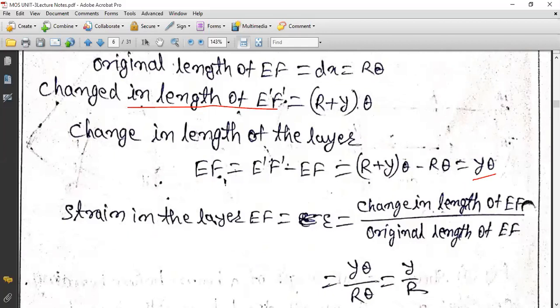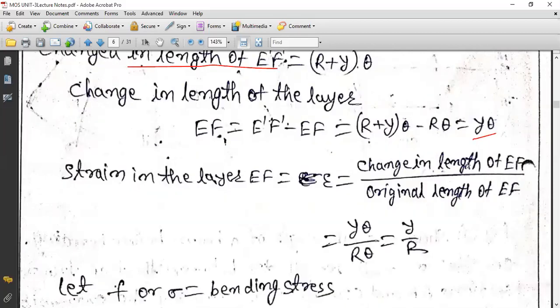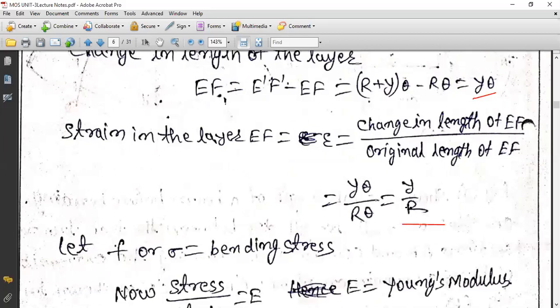What is a strain? Strain is the change in length upon original length. So strain in layer EF, epsilon, is the change in length of EF upon original length of EF. So Y theta upon R theta. Change in length of EF is Y theta, and original length of EF is R theta. So theta is cancelled out, and we are taking it as Y upon R. I think everyone understood. So Y theta upon R theta is equal to Y upon R.